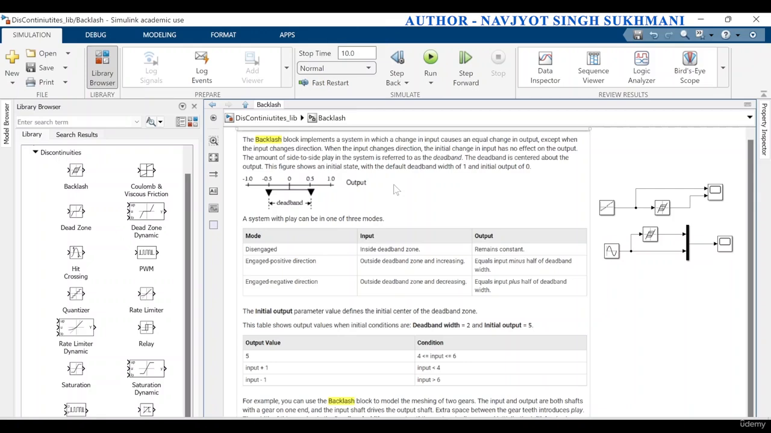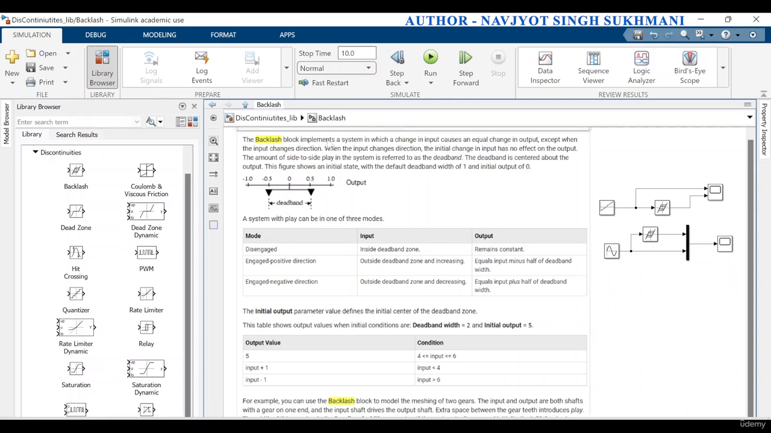The backlash block implements a system in which a change in input causes an equal change in output as well, except when the input changes direction. When the input changes direction, the initial change in input has no effect on the output. The amount of side-to-side play in the system is referred to as a dead band. The dead band is centered about the output.